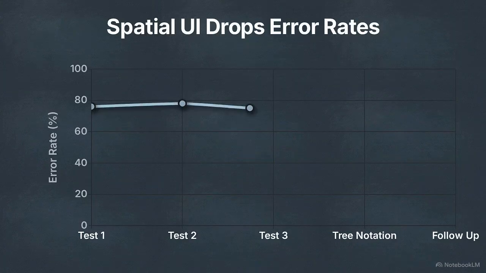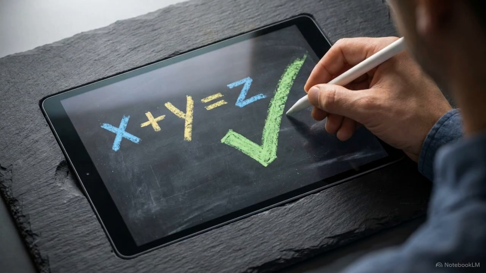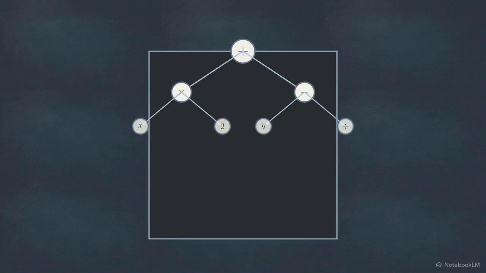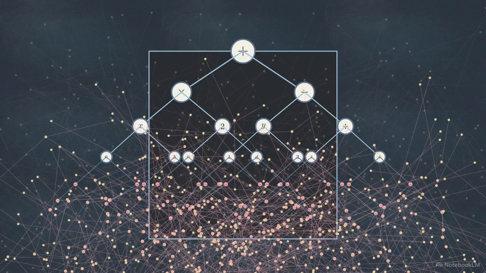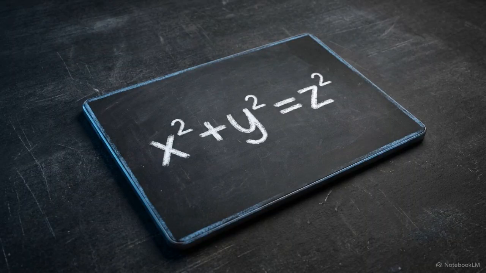When students used this spatial interface, their error rates plummeted. Students calculated correctly because the interface finally reflected the mathematical structure they were already trying to navigate. While tree notation clarifies the math, it takes up too much physical space for experts to use for long derivations. Digital screens sidestep the historical constraints of ink and page margins.